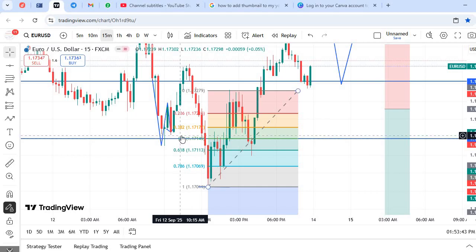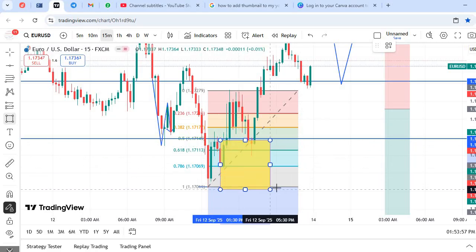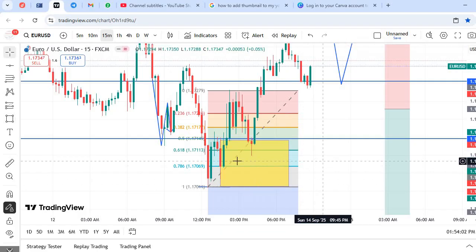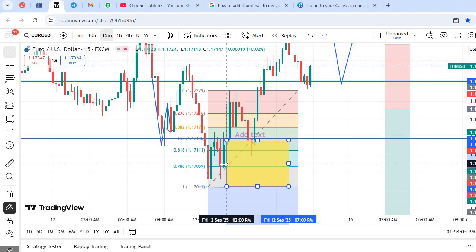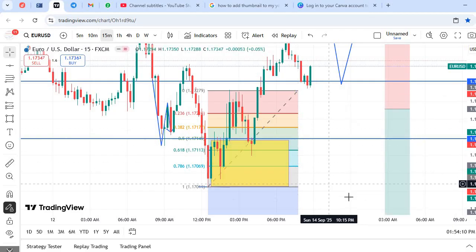Since we have been able to apply our horizontal tool, we are buying anywhere below 0.5. We want to buy anywhere below 0.5. So that is our discount zone.